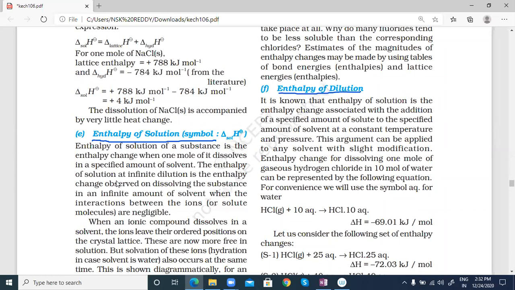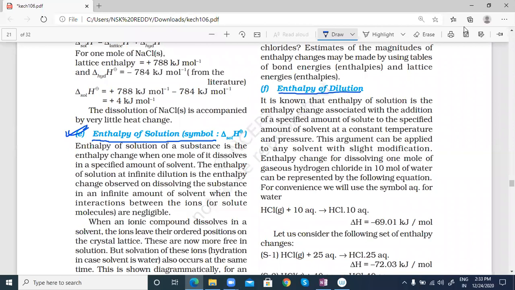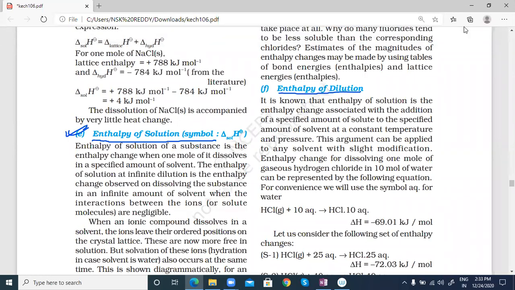Enthalpy of solution, you can write it. Next heading, enthalpy of solution. Please write it. Please read what is already completed. Lattice enthalpy is done, right? Now enthalpy of solution. I have nothing here; the meaning is in the term itself.